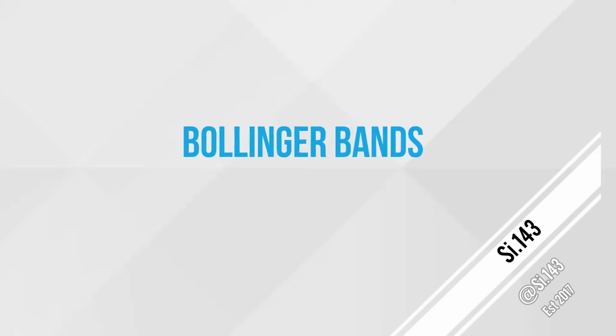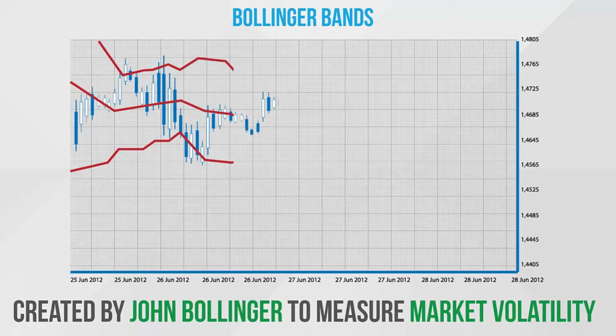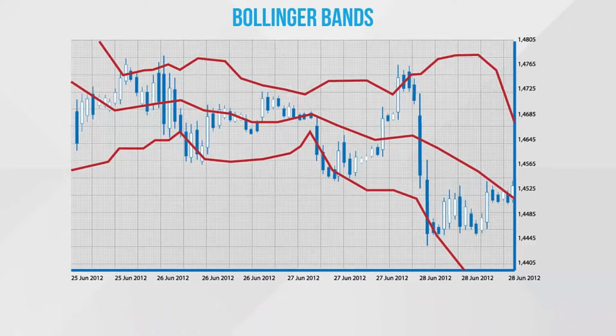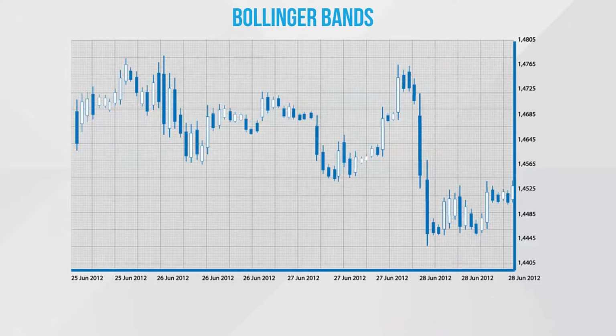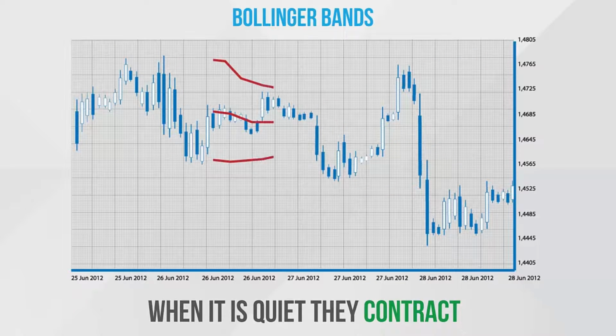One of the most popular indicators is Bollinger Bands. This is an indicator that was created by John Bollinger and is used to measure the volatility of a market. This tells you whether the market is loud or quiet. When the market is loud, the bands expand, and when it is quiet, they contract.